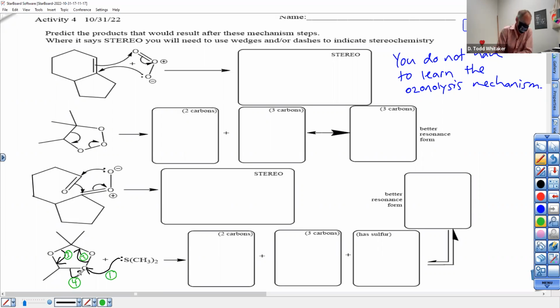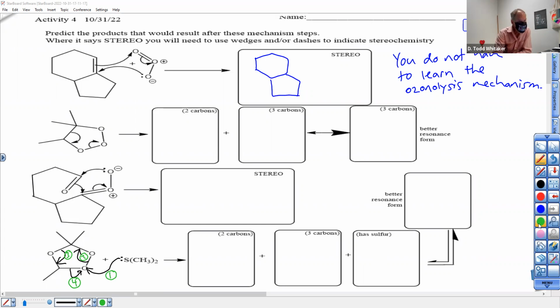And that's very important. And it says, where it says stereo, you will need to use wedges and or dashes to indicate stereochemistry. For example, these bonds are happening at the same time. So when you draw the bonds off the ring, talk to me about wedges and dashes. Anybody want to talk about it? When they happen at the same time, that's called stereoselectivity. So what do you want me to draw for that? The two choices are wedge, wedge, or wedge, dash. Wedge, wedge, because they're happening at the same time.